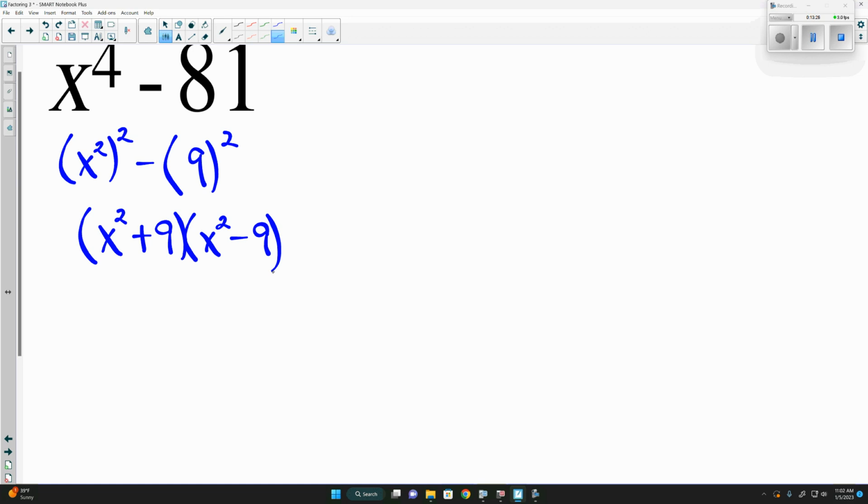Is 9 a perfect square? So we don't have one for x squared plus 9. We don't have a sum of perfect squares. It just doesn't work. So it stays the same.